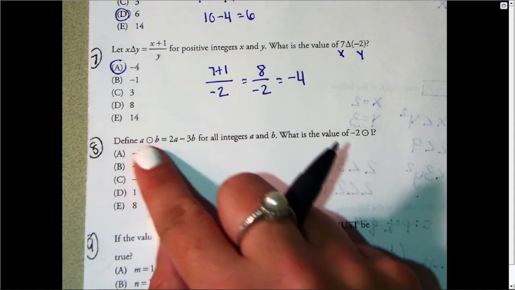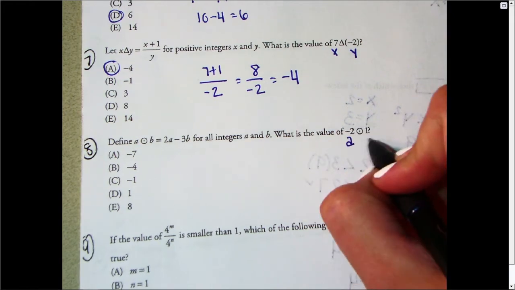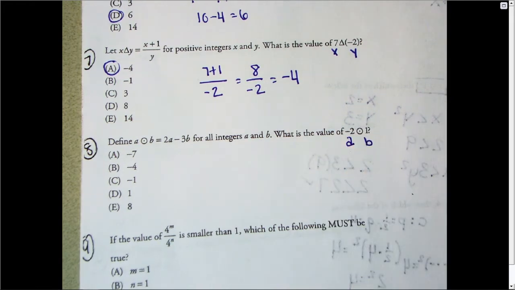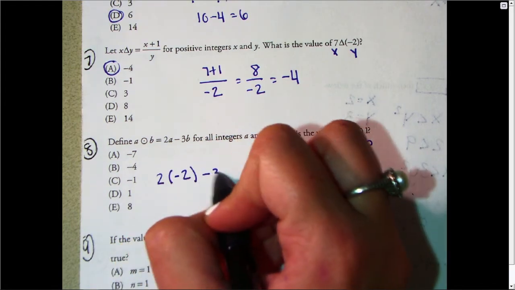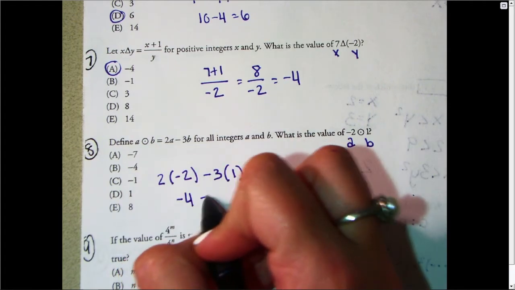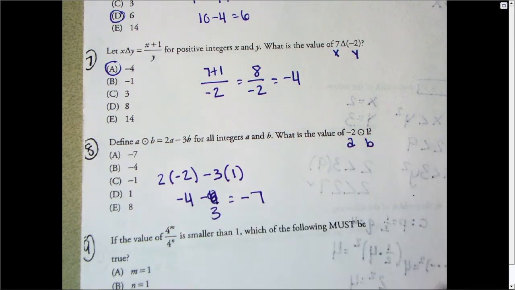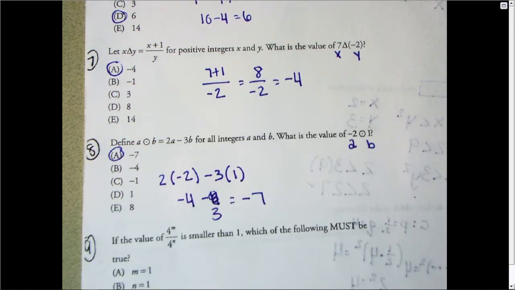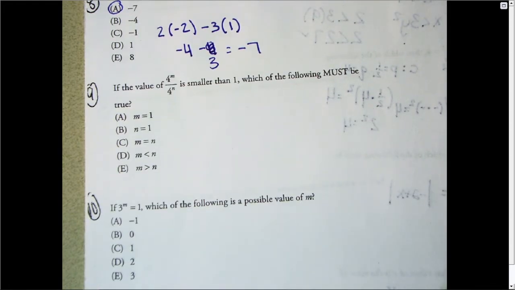So we have A circle B, -2 circle 1. That means -2 is A and B is 1. So I get 2 times -2 minus 3 times 1. 2 times -2 is -4, minus 3 is equal to -7, which is A. Fancy substitution. Number 9, if the value of 4m over 4n is smaller than 1, which of the following must be true?